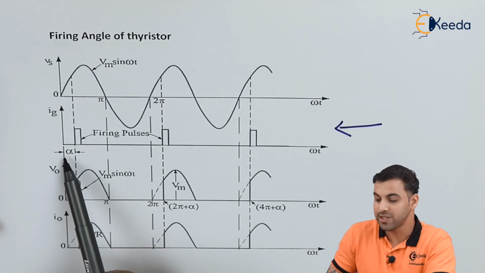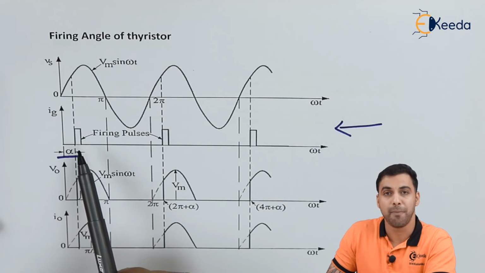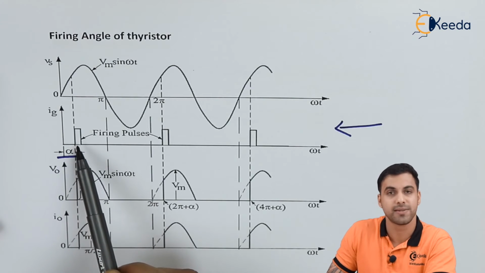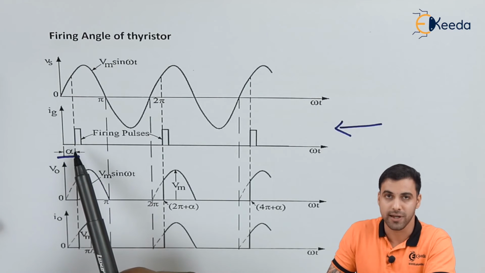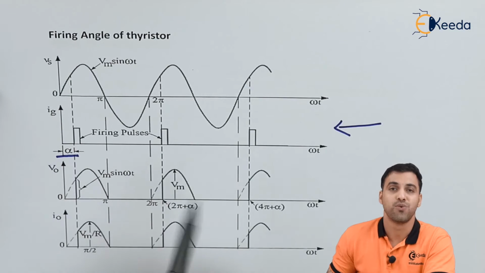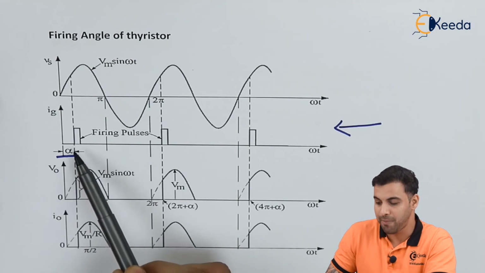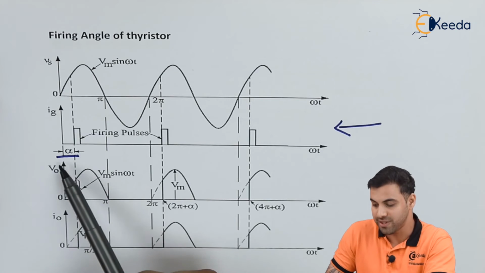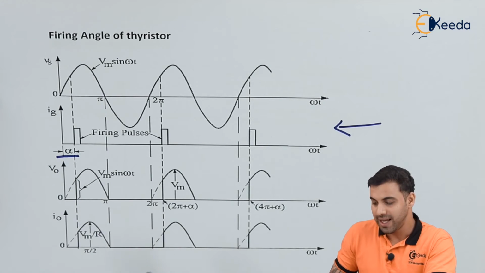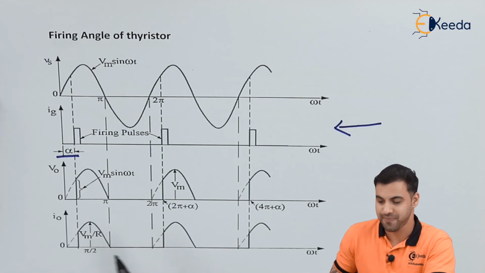Now, at a time interval which is alpha, which you can clearly see here, we started applying a firing pulse. Now what happens? The thyristor in the circuit starts conducting, because we are applying a triggering pulse, or a gate pulse, after a time interval which is alpha. Now friends, let's see how the conduction voltage or the conduction current looks in this diagram.